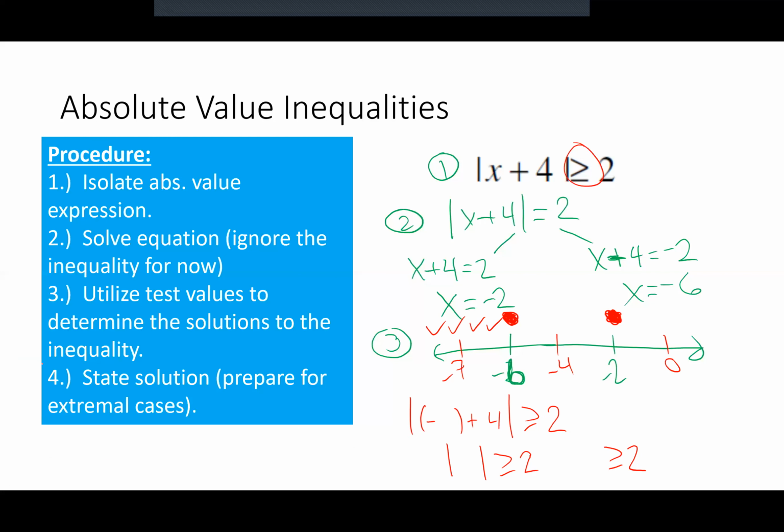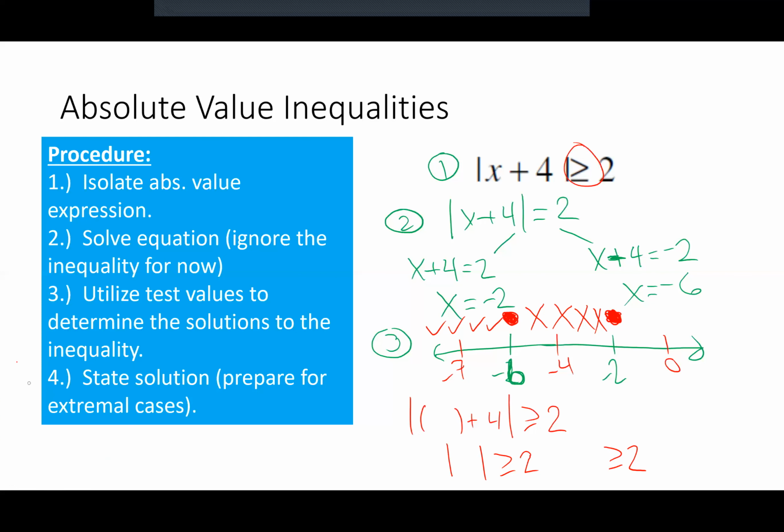All right, now let's try negative 4. And let's see what happens here. So we've got negative 4. Negative 4 plus 4 is 0. Is 0 greater than or equal to 2? Heavens no. So that's not going to work. All right, now let's try 0. Maybe that's going to be our winner.